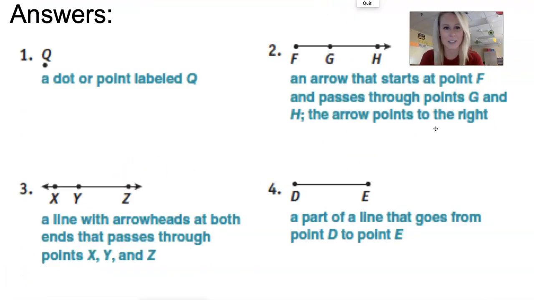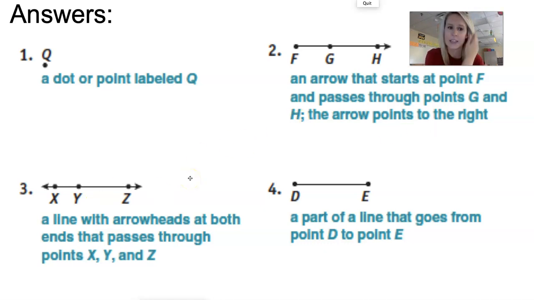So let's talk about some answers. In number 1, you have a dot or a point, and you can call it Q. That's pretty much all you got. Number 2, maybe you called it a ray, maybe you called it an arrow, but it's starting at point F, going through point G, and then also point H. It's pointing to the right, kind of anything like that.